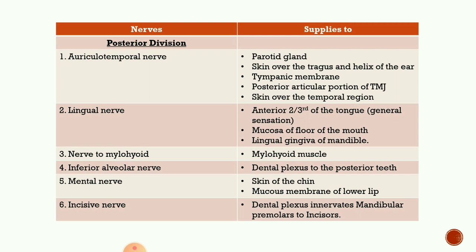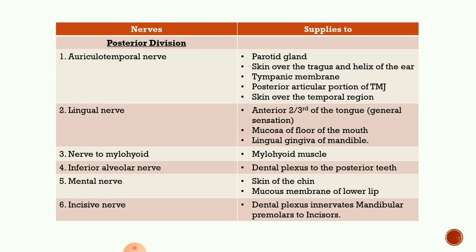Then followed by the nerve to mylohyoid, which supplies the mylohyoid muscle as the name suggests. Then the inferior alveolar nerve, which supplies the dental plexus to the posterior teeth. So the inferior alveolar nerve, whenever it passes through the mandibular canal and before exiting from the mental foramen, provides dental plexus to the posterior teeth, that is mandibular molars.